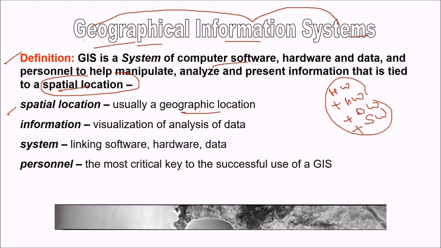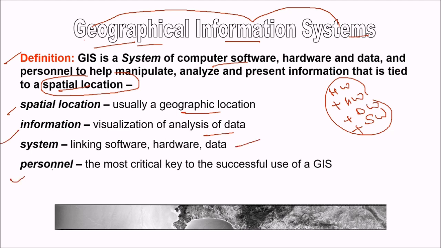Any point or any data which has a geographic location, a spatial location, a location on the earth, is spatial data. The information is the visualization or analysis of data. And the system is the linking of software, hardware and data.